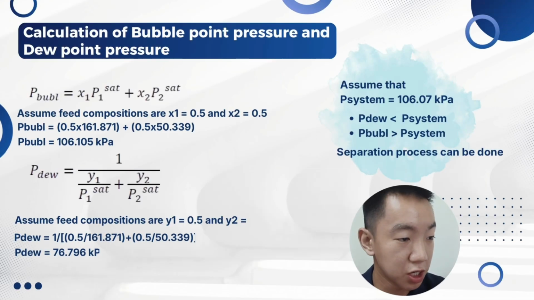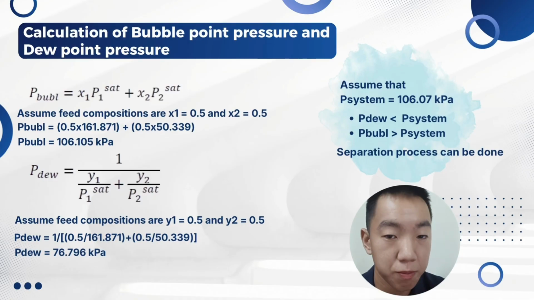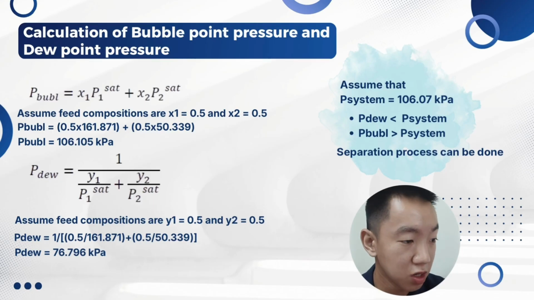Okay, next we calculate the K values. So here is the formula, but at first we use the P saturation over P formula. So for the K1 value, after the calculation we get 1.526, and for the K2, 0.475.